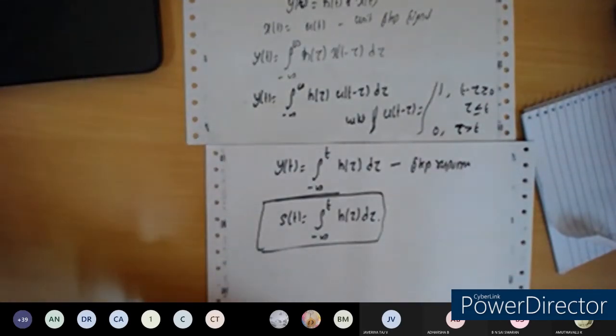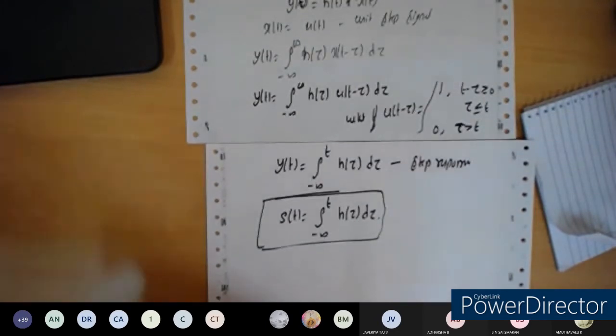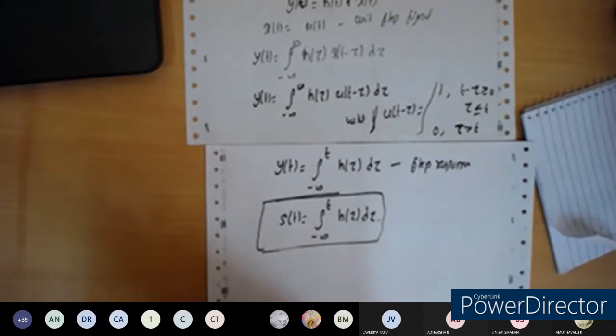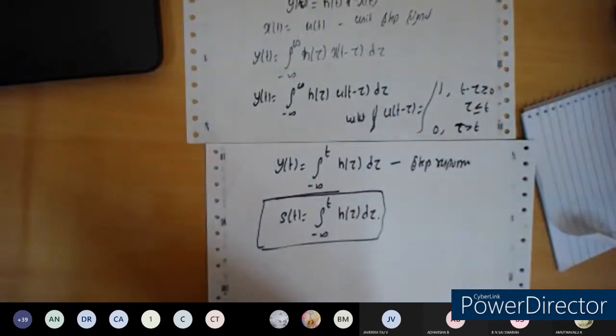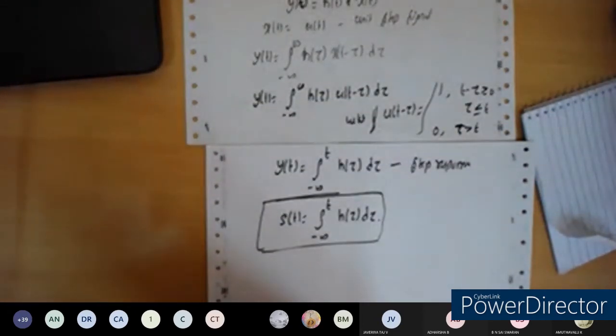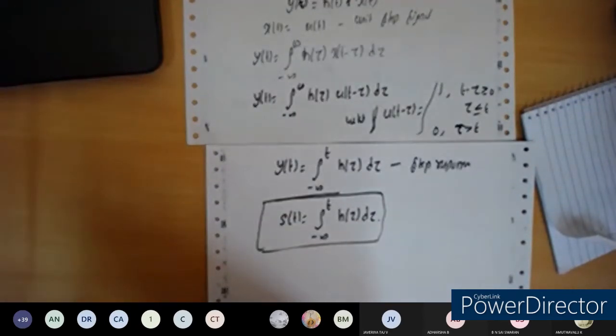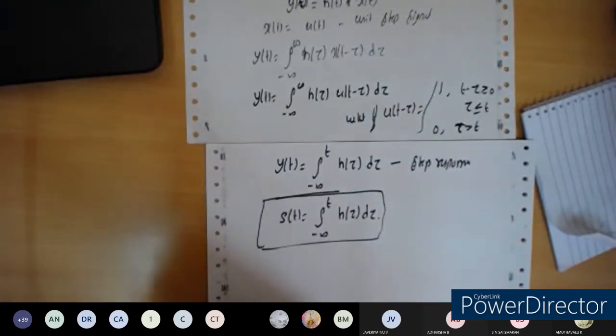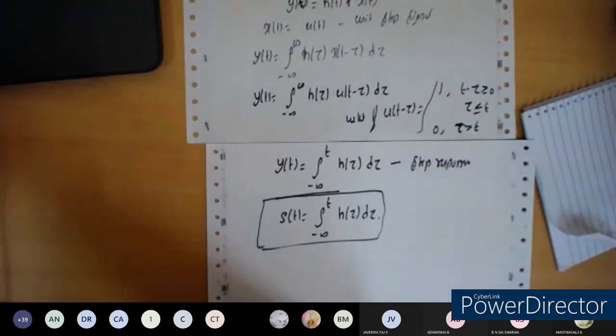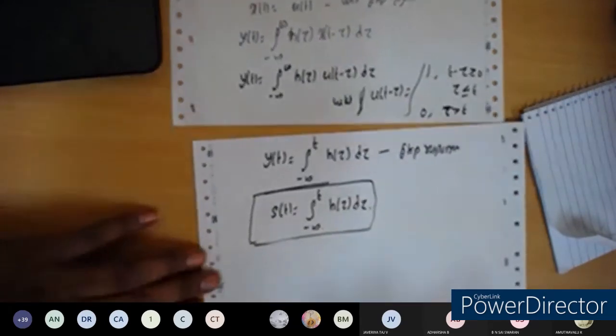Any doubts? In the exam they will ask you to find the step response for the following system. We need to find the step response by using the above two formulas. Now let us see some problems on this. Find the step response for the following systems.